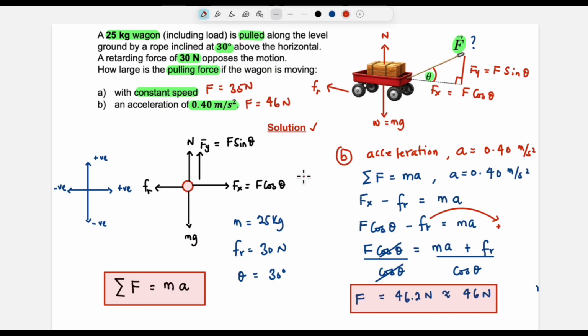However, if we wanted to move faster or speed up, we need to apply more force. And we can see in the second part that the force is about 46 newtons to make it accelerate at this 0.40 meters per second squared rate. I hope you enjoyed this problem.